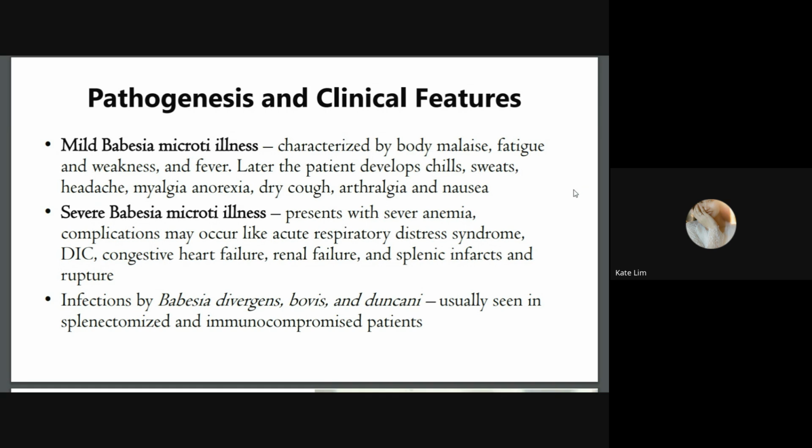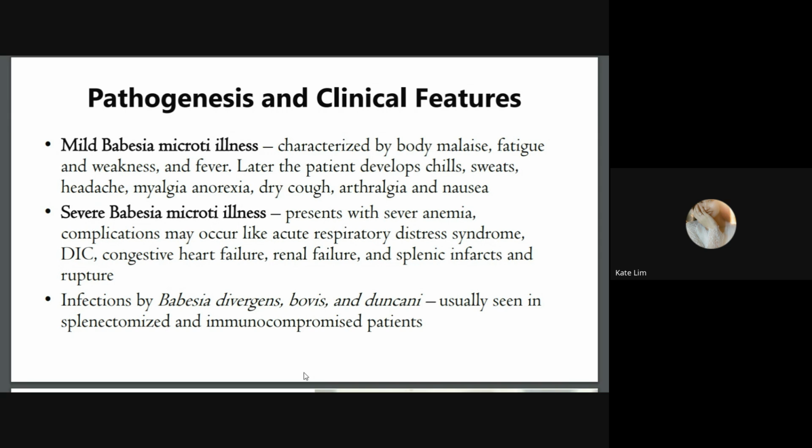In severe cases, it is particularly common in people with a weakened immune system or specifically people with no spleen. These patients can develop severe anemia or acute respiratory distress, also known as ARDS. We have clotting issues like DIC, which stands for disseminated intravascular coagulation. We have heart failure, kidney failure, and even splenic infarcts or ruptures. It is therefore life-threatening if untreated.